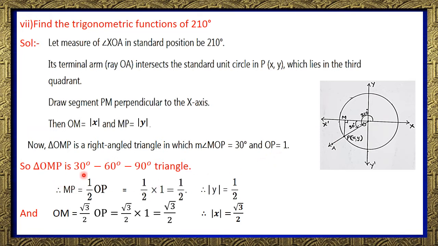Now from this 30-60-90 triangle, we have the distance MP, that is the side opposite to 30 degree, will be 1 upon 2 of the hypotenuse, that is OP, that is 1 upon 2 into 1 is equal to 1 upon 2. Therefore modulus of y is equal to 1 upon 2. And the side opposite to 60 degree, that is OM, is equal to root 3 upon 2 of the hypotenuse, that is root 3 upon 2 into 1 is equal to root 3 upon 2. And modulus of x is equal to root 3 upon 2.